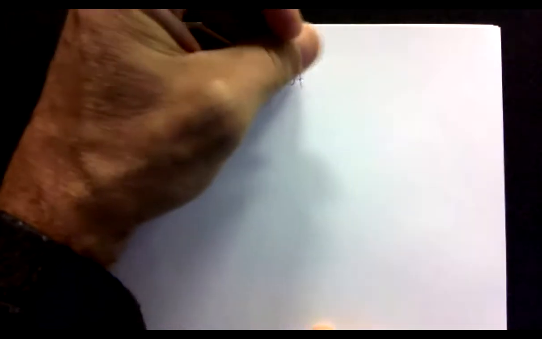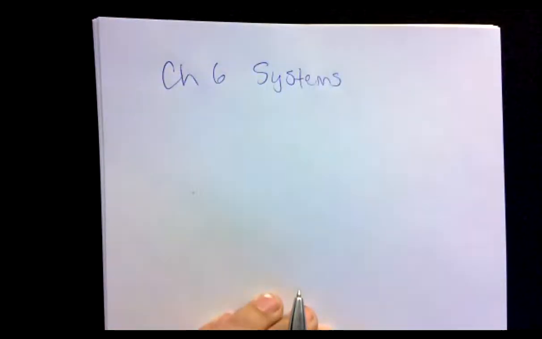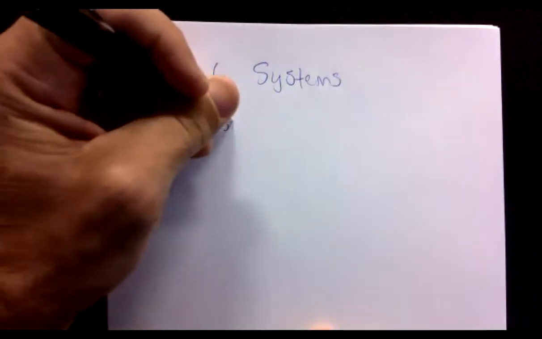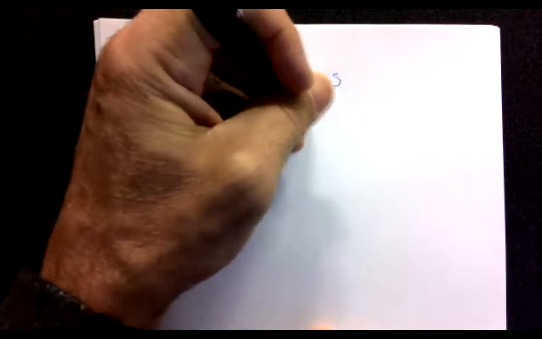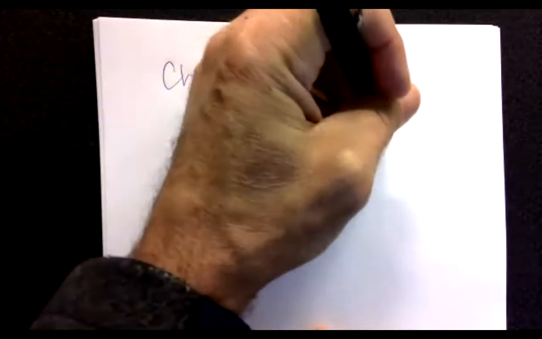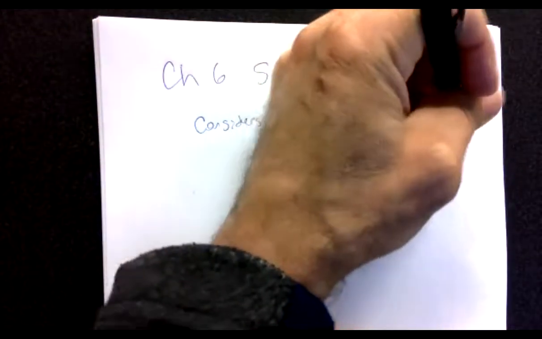All right, so like I said, today we're going to cover sections 6.1, 6.2, and 6.3. This last chapter, chapter 6, is about what we're going to call systems of equations. So systems of equations considers two or more equations at the same time.